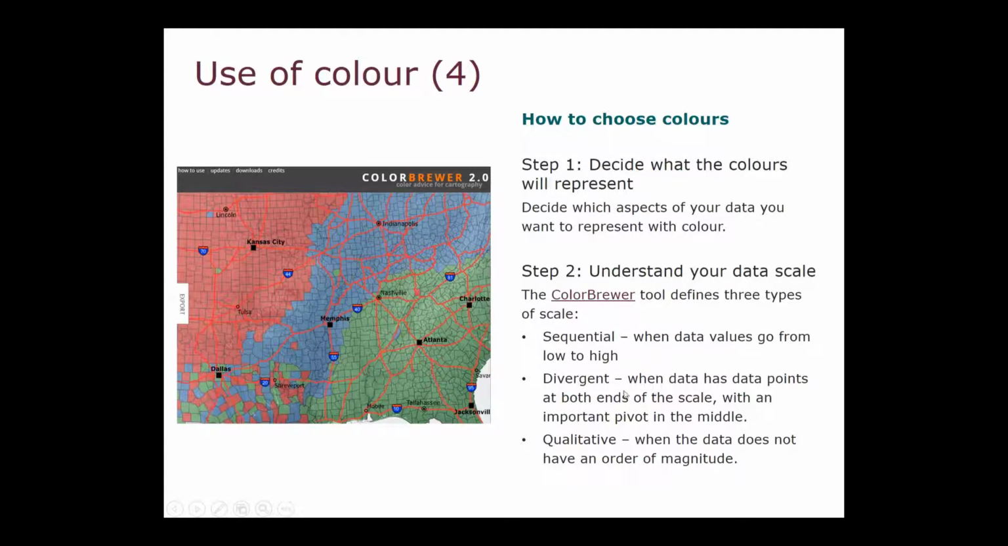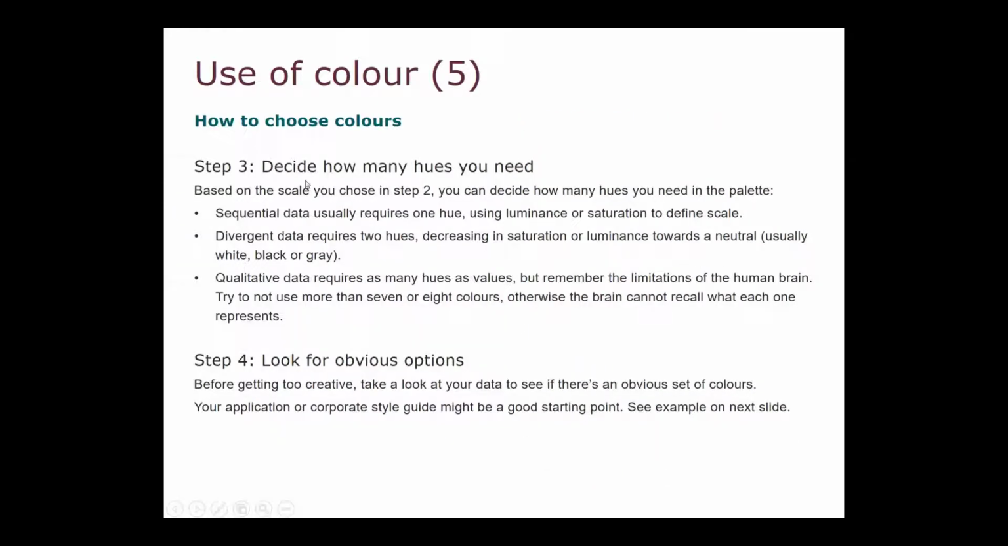understand your data scale, and the ColorBrewer tool helps you with this to define 3 types of scales that you can work with. It can be either sequential, when data values go from low to high, divergent when the data has data points at both ends of the scale with an important pivot in the middle, or qualitative when the data does not have an order of magnitude. So it is important to choose one of those 3 types of scales, and then you can work with your data, with your colors. The third step will then be to decide how many hues you need.